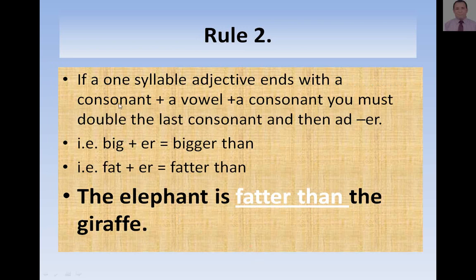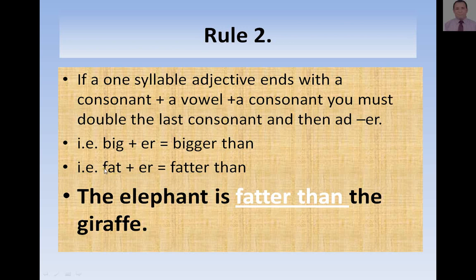Rule number 2. If a one syllable adjective ends with a consonant plus a vowel plus a consonant, you must double the last consonant and then add er. Look, if I have an adjective like big, and it's one syllable because it has just one vowel, look at the spelling of big. We have B, I, G. B is a consonant, I is a vowel, and G is a consonant. When I add er, it should be bigger than. We double G. B-I, double G-E-R. Then also we should add than.